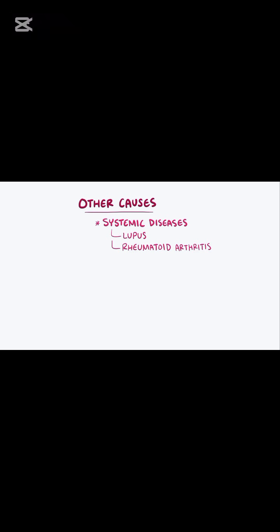Although diabetes and hypertension are responsible for the vast majority of chronic kidney disease cases, there are other causes as well, including systemic diseases like lupus and rheumatoid arthritis, which can also cause glomerulosclerosis. Other causes, though, include infections like HIV, as well as long-term use of medications like NSAIDs, and toxins like the ones in tobacco.